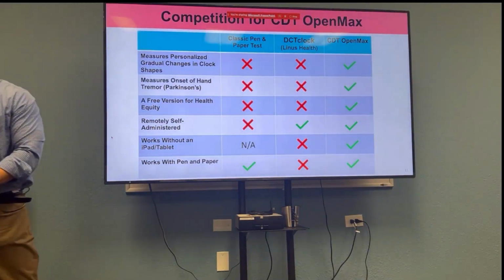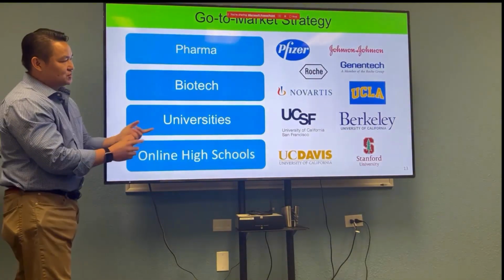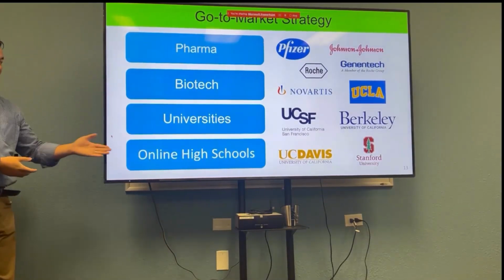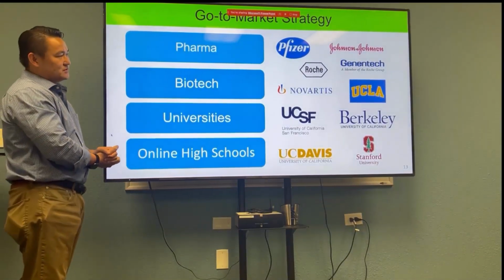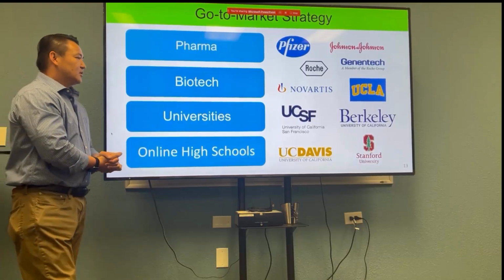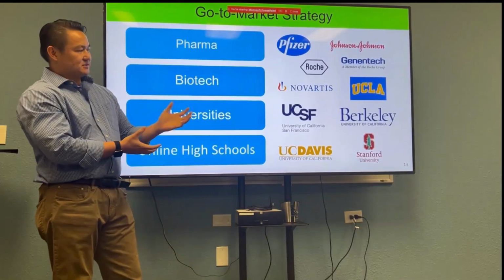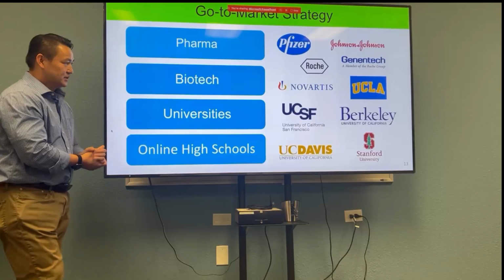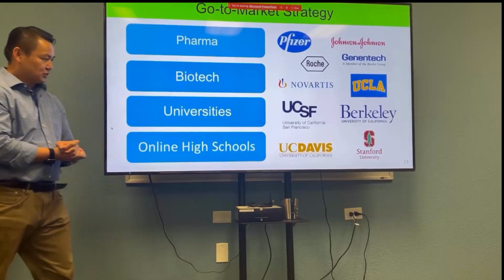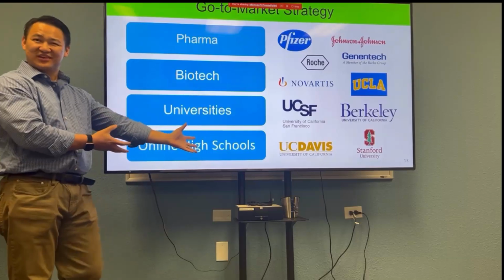Okay, so our go-to-market strategy: all our products, our education, shape analysis, and our clock draw test will be relevant to pharma, biotech, universities, and of course online high schools, which would purchase our education products. Our current target customers are academic labs, simply because that's my background and where my network is. But eventually, we do want to reach Novartis and Pfizer, such and such. And I've still yet to collaborate with somebody at Davis. I guess they're just really busy.